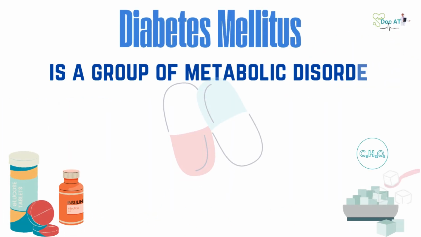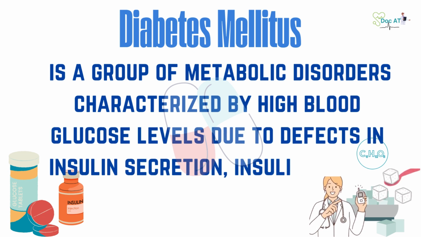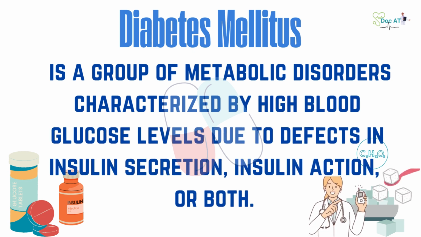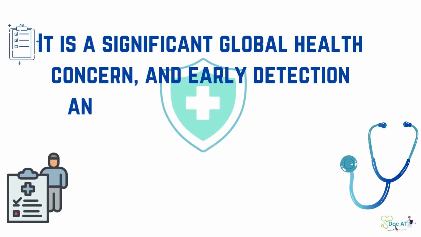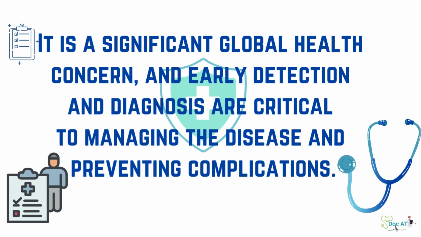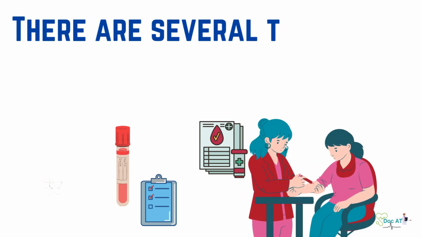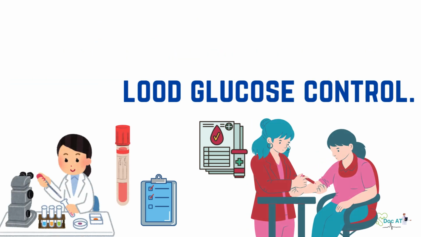Diabetes mellitus is a group of metabolic disorders characterized by high blood glucose levels due to defects in insulin secretion, insulin action, or both. It is a significant global health concern, and early detection and diagnosis are critical to managing the disease and preventing complications. There are several tests used to diagnose diabetes and assess blood glucose control.